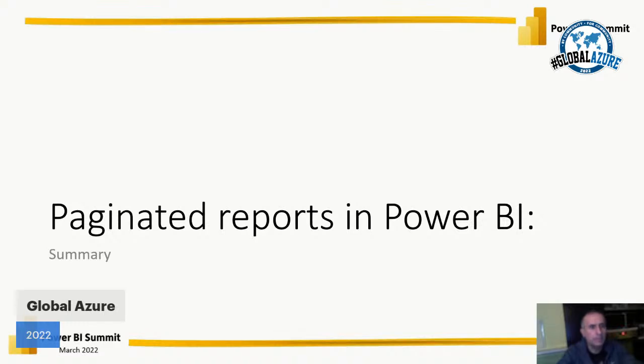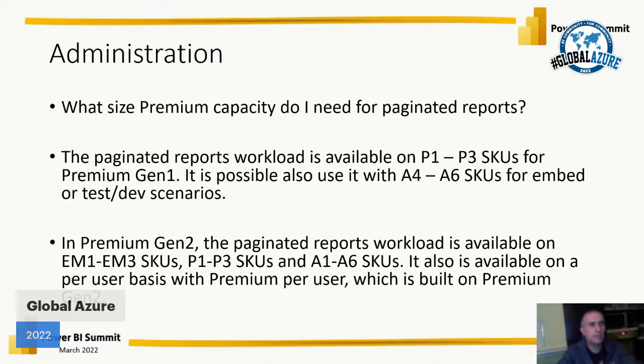What is now important and specific, and what we need to consider. The first important consideration is what size of premium capacity is needed for paginated reports. Here it depends on the generation of Power BI Premium. We have a slight difference. For first generation, we need SKUs from P1 to P3 or A4 to A6 in Power BI Embedded, and for the second generation it is available for all SKUs.